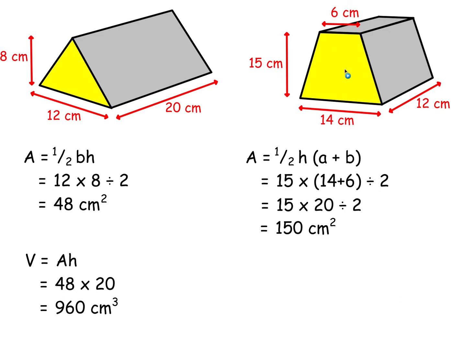The volume of the prism is that area of the base times its depth, its height. So we're using V equals AH here. 150 the area times that 12, and out comes the answer in cubic centimetres.